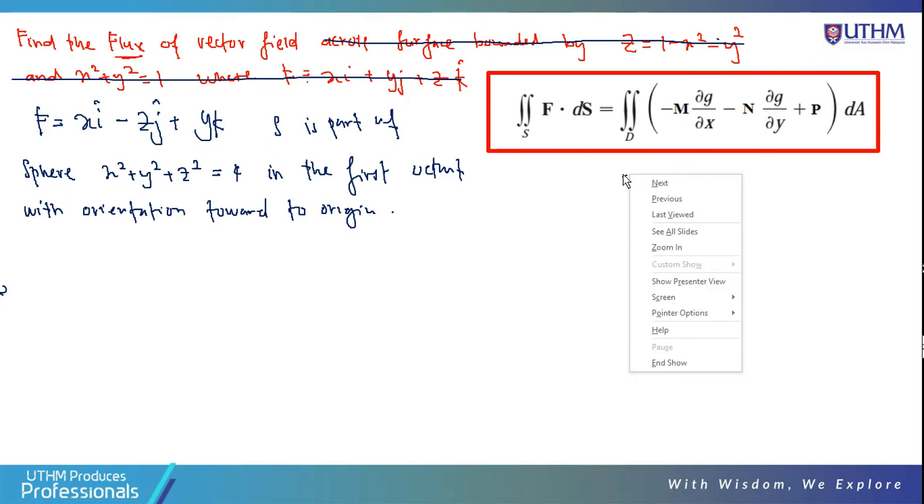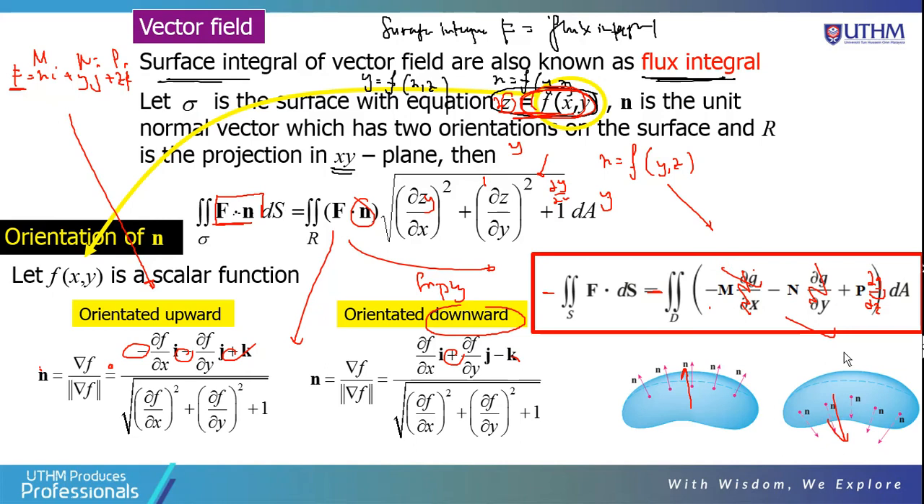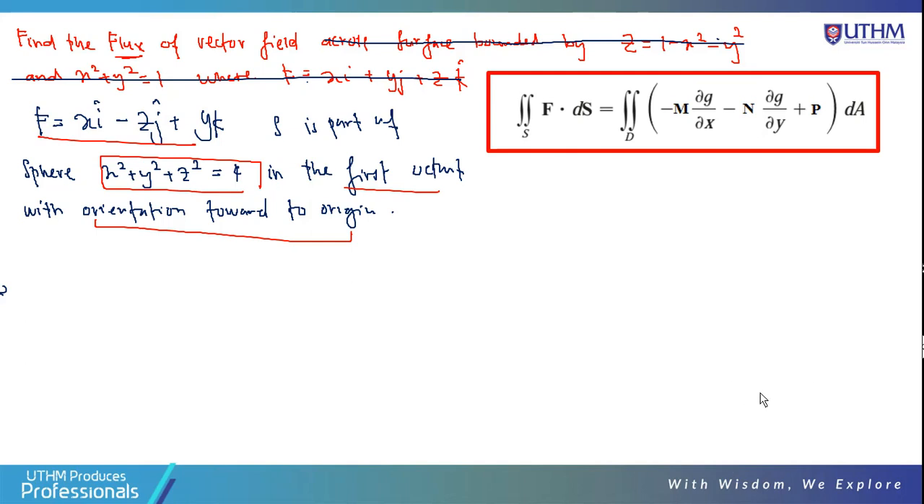So let we analyze the question first. So this one vector field, so the surface given in sphere. Okay, first octant orientation toward the origin. So orientation toward origin macam ni ke bawah. Contohnya you have the sphere, so towards to origin dia downward. Okay, so this one represent for the downward. Okay, so you need to find the function z.